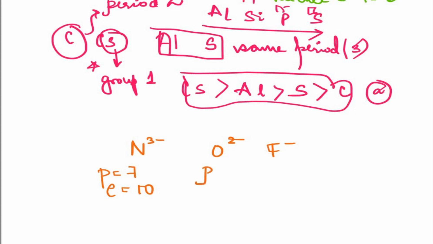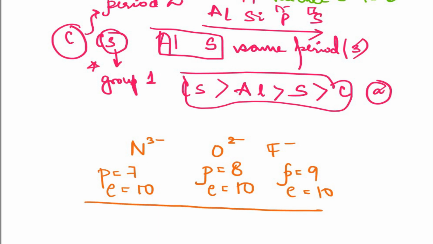Correct? Similarly, for oxygen, if it was in the elemental state, then the number of protons would be 8. Electrons would also be 8. But since there is a -2 charge here, electrons will be 10. Moving on to fluorine, it should have been 9 protons and 9 electrons, but there is a minus charge, so this should be 10. Correct? So we can see that the electrons here are the same. So how can we compare? We can compare using the proton part.